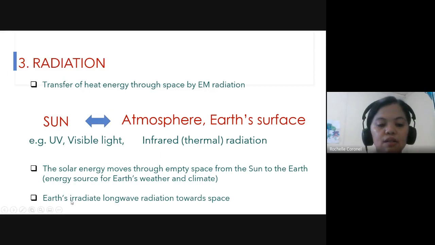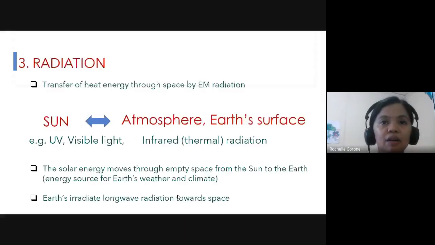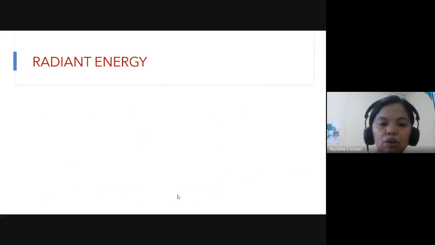While this one, this long-wave radiation from the Earth, radiation is the... so the term here, we are using it as a form of heat transfer, and of course, it's also synonymous, or it's also being used as a form of energy, but let's call it radiant energy.